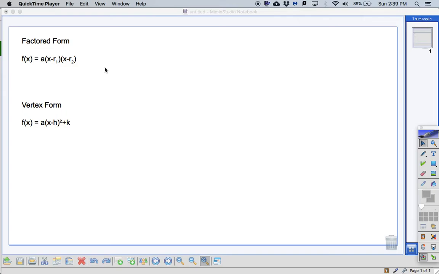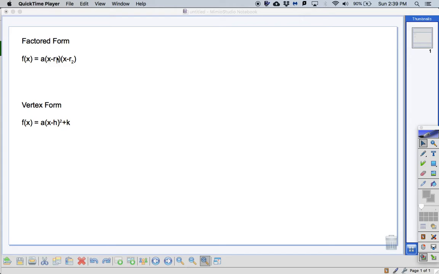Okay, today we're going to talk about writing equations, and you've got two forms that we're going to look at: factored form and vertex form. With factored form, this is the form that you should be writing your equation into. So you're going to start with f of x or y. Remember, f of x and y mean the same thing, equals. You'll have some number here where a is. We'll talk about in a minute what kind of number.